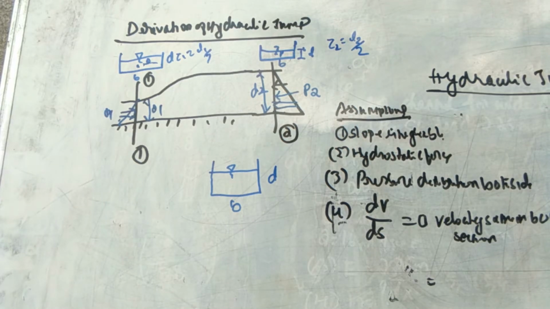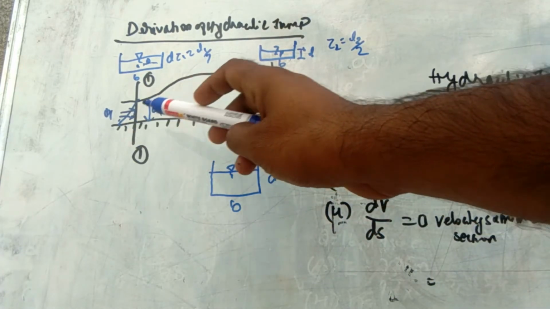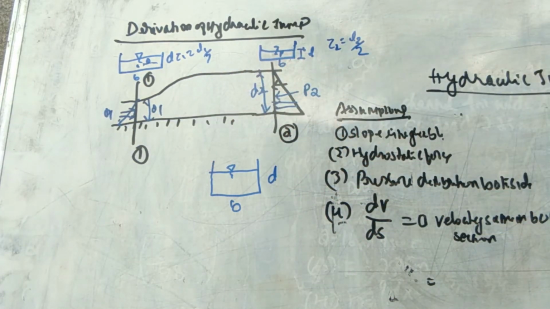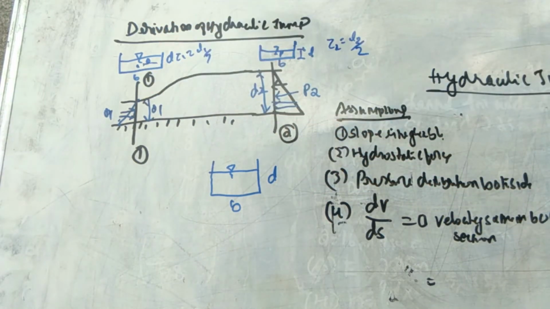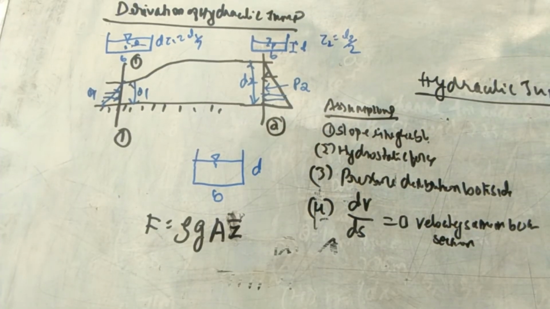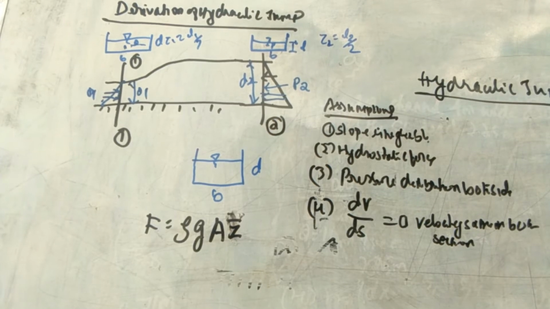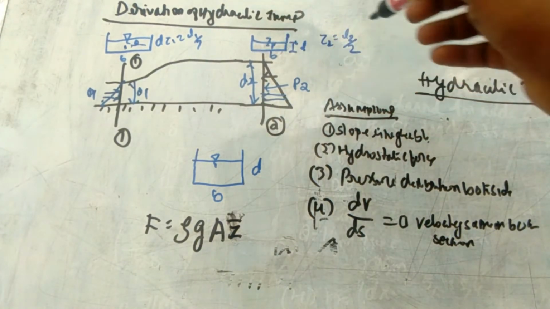For the derivation of the hydraulic jump, there is a pressure distribution at the two sections, section 1 and section 2. Here there is d1 and d2, and we are considering a rectangular channel on both sides for the calculation of the derivation of the hydraulic jump. Above section 1 I have drawn a small rectangular channel, because we are assuming the channel is rectangular, and here also we are assuming the channel is rectangular.